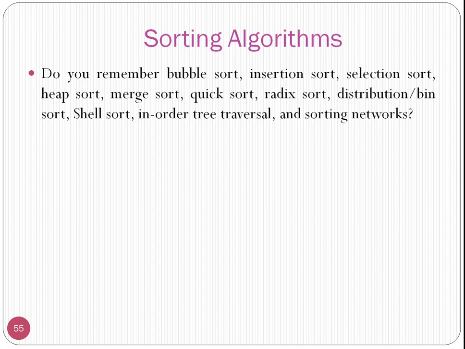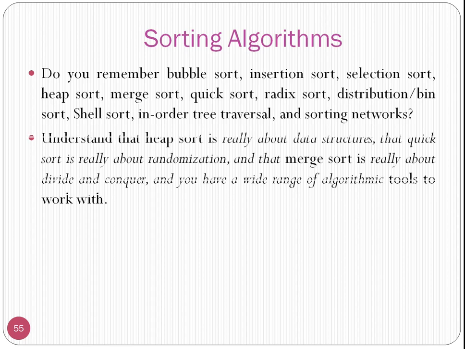Here one should understand the different kinds of sorting techniques which are used in data structures. Heap sort is really about data structures; if you understood the concept of heap sort, we can say you really know about data structures. Quick sort is really about randomization, and merge sort is really about divide and conquer.